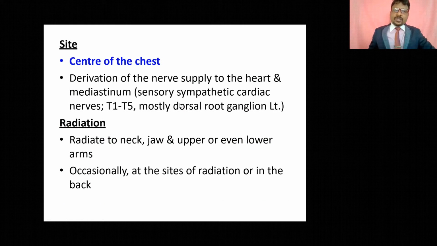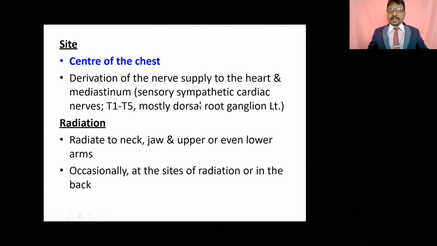Coming to the site, where exactly are they having the chest pain? Is it the center of the chest, the right hypochondrium or left hypochondrium, the epigastric level, or the left or right side? It depends upon the site, so it may vary. If it is cardiac-related chest pain, they are going to get the pain in the center of the chest.